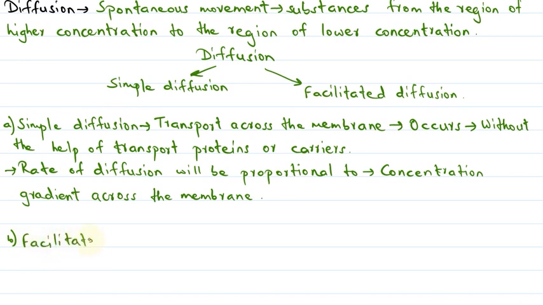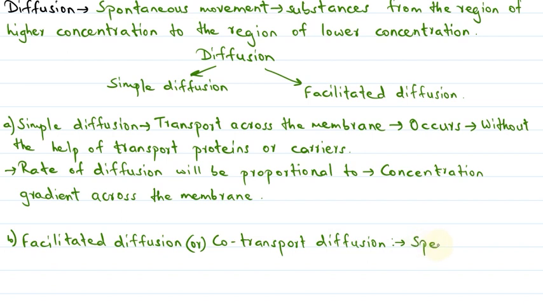Facilitated diffusion, or it is also known as co-transport diffusion. Okay, so facilitated diffusion or co-transport diffusion are one and the same. So it is a special type of passive transport. What is this? This is a special type of passive transport.